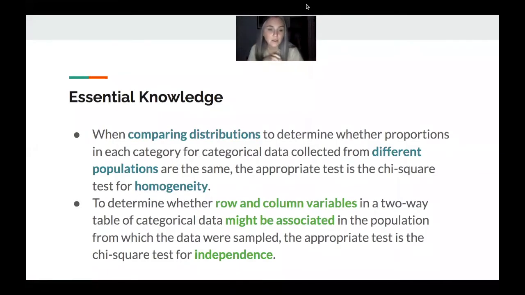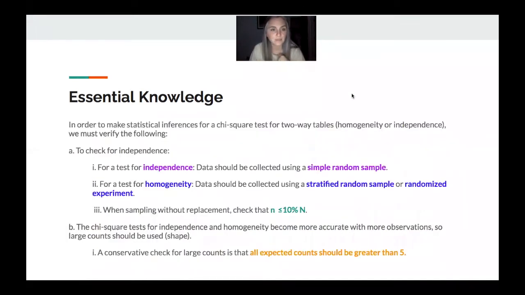Okay, so to determine whether row and column variables in a two-way table of categorical variables might be associated, like chipping and color, this is called independence. Essential knowledge for our independence, normal, all of that.